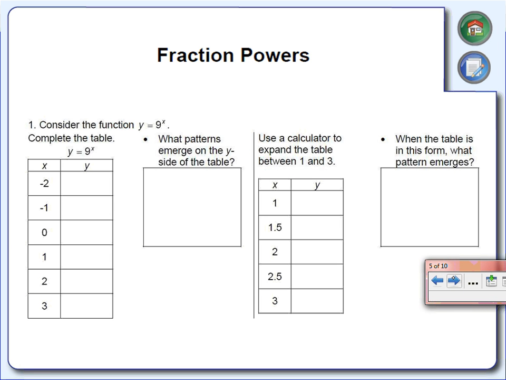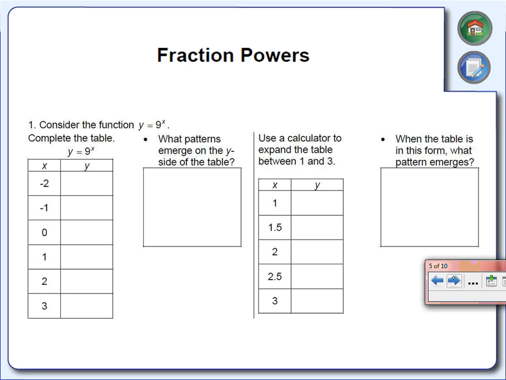Number 1, the first thing we're going to consider is the function y equals 9 to the x power. So what I want you to do is go to your calculators, go to y equals, and type in the function 9 to the x power. To get your x as the exponent, you're going to have to use your caret symbol, which is right above your division. So you'll type it in as 9, caret symbol, and then the x.